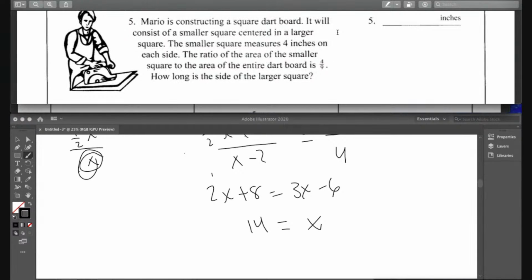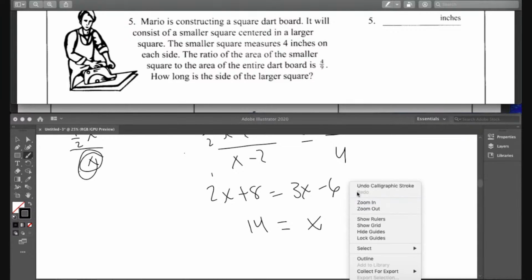Margaret is constructing a square dartboard. It will consist of a smaller square centered in a larger square. The smaller square measures 4 inches on each side. The ratio of the area of the smaller square to that of the entire dartboard is 4/9. How long is the side of the larger square?